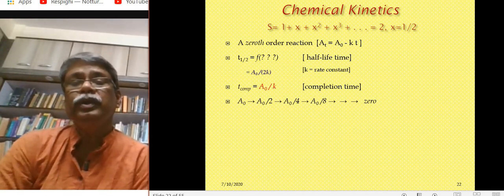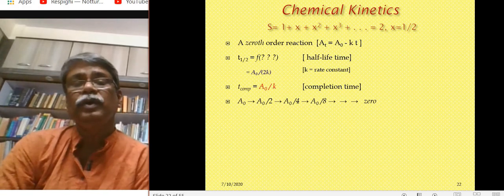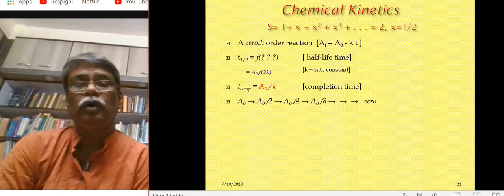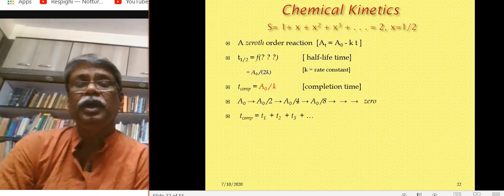And one thing you notice, please, is that the half-life in the first step is not exactly equal to the second step, or to that of the third step, and so on, because half-life depends on the initial concentration of that step. So here it should be A0 by 2K, but here the initial is A0 by 2, so it is A0 by 2 by 2K, that is A0 by 4K, and here A0 by 4 by 2K, that means A0 by 8K, and so on. So if we just add the total time, T half, T half, T half, up to infinite time, then you should get nothing but the total time of completion, that is T comp.